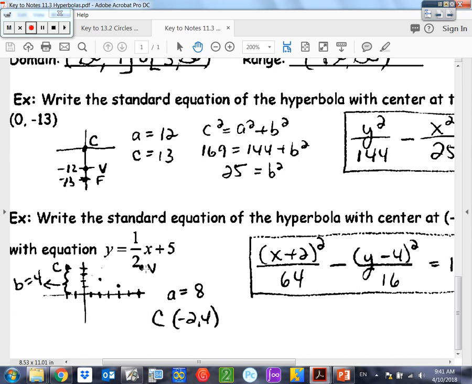It's 4/8. So 4 would be the number under my y squared, so 4 squared is 16. And 8 would be the number under my x squared, and 8 squared is 64. And that's how I would get the rest of that. Okay, are we okay with that? Okay, any questions for me? Okay.